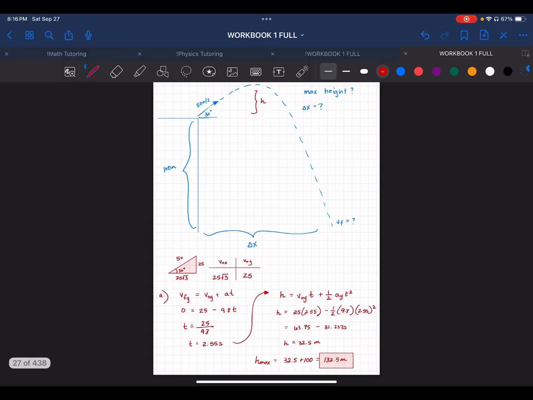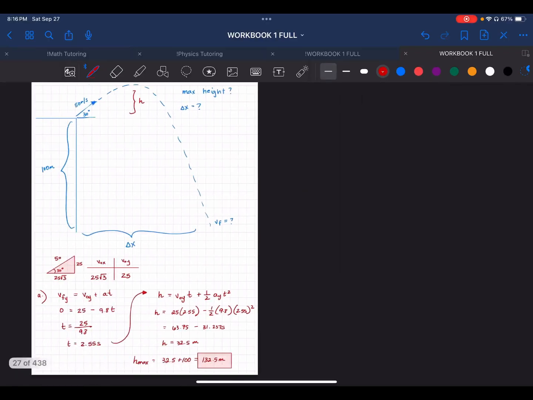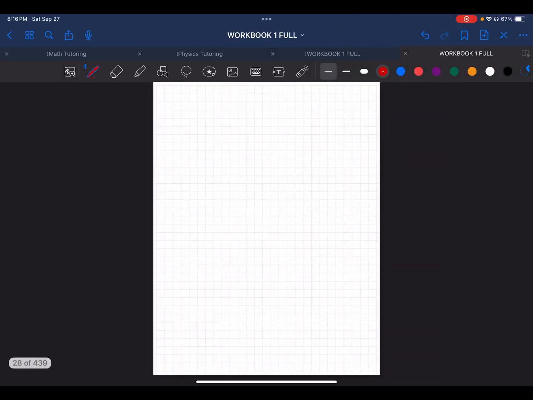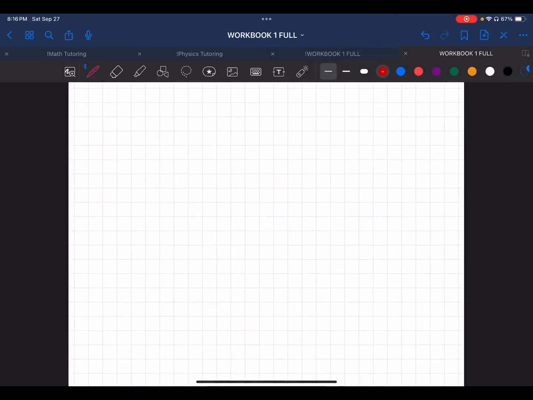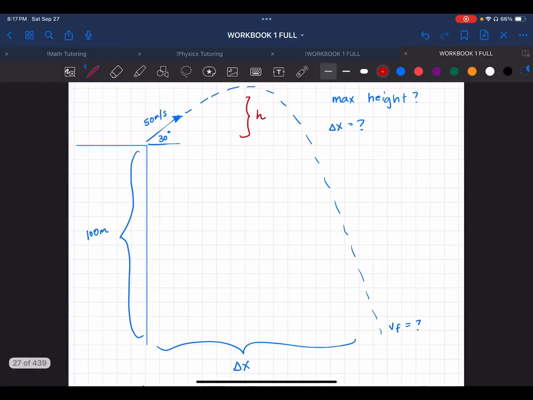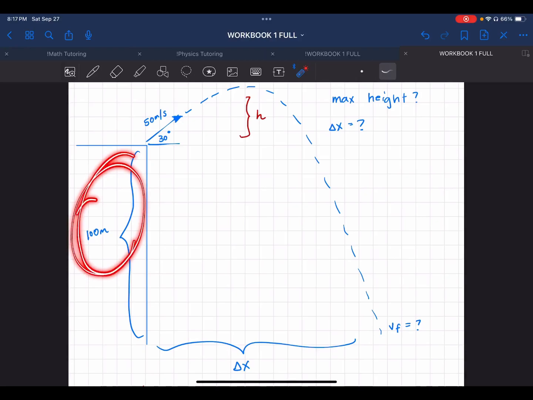Okay, and then the next thing I can find is delta x. Again, delta x equals v0x times time. What was v0x? Oh, 25 root 3. So I still need to find time, right? I'm going to use this equation again, because what I can do is use the 100 for my delta y.